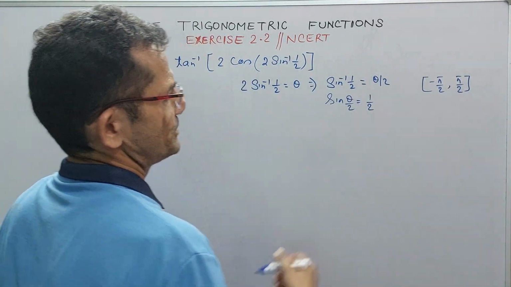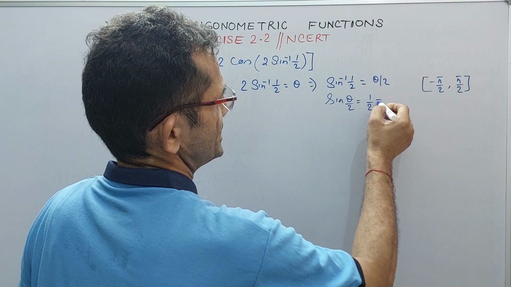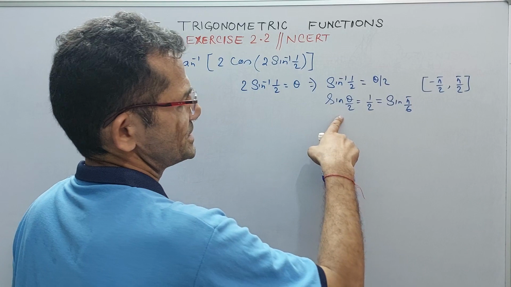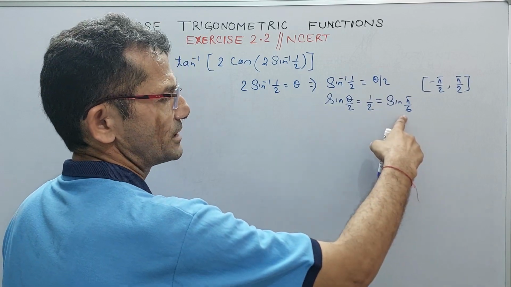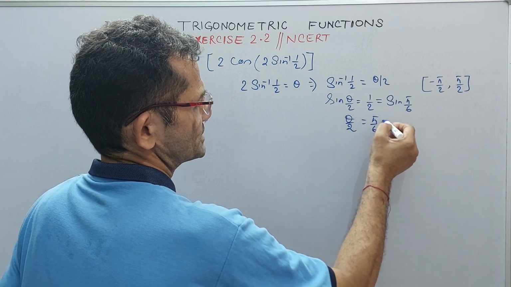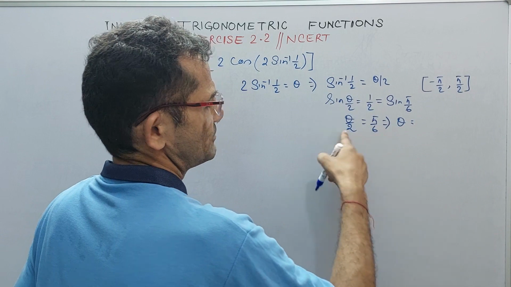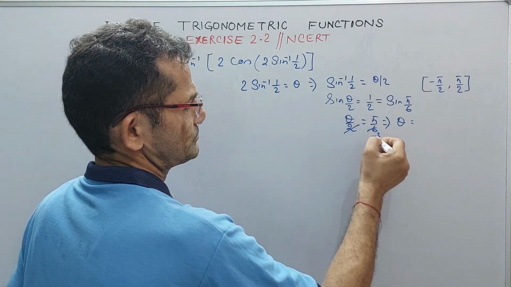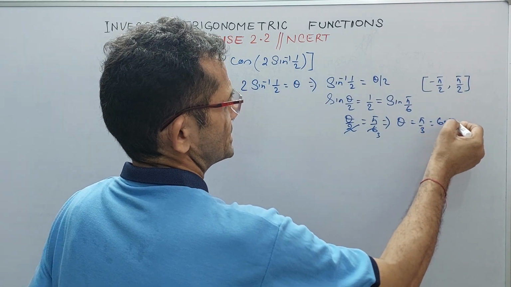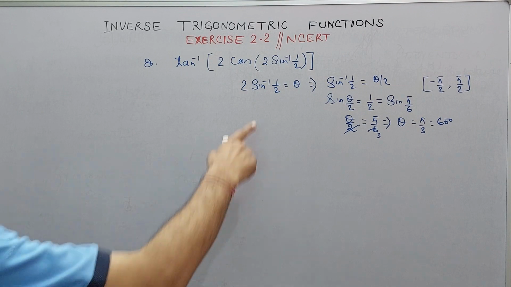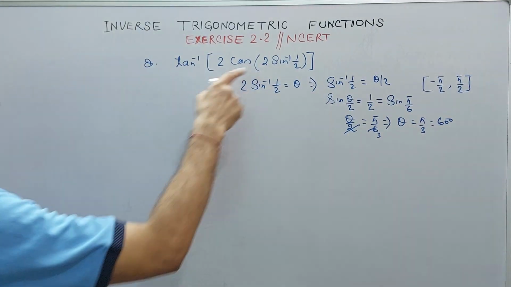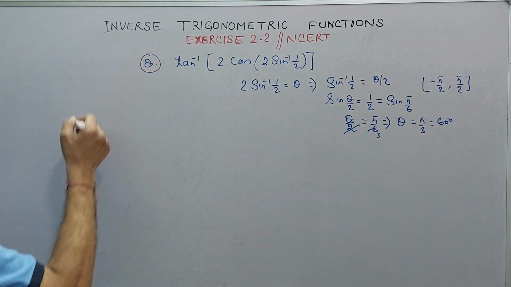So sine theta by 2 equals half, and we know that half is sine 30 degree, which is sine pi by 6. Therefore sine theta by 2 is equal to sine pi by 6, so theta by 2 is pi by 6, and theta will be pi by 3. Pi by 3 means 60 degree. So place this value here: 2 sine inverse half is theta, and your theta value is 60 degree. Put the values here.